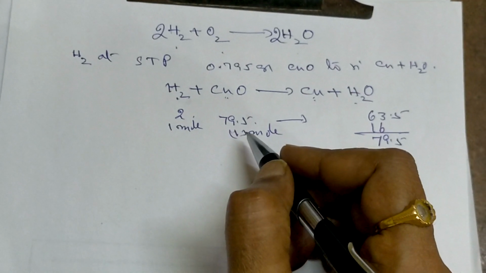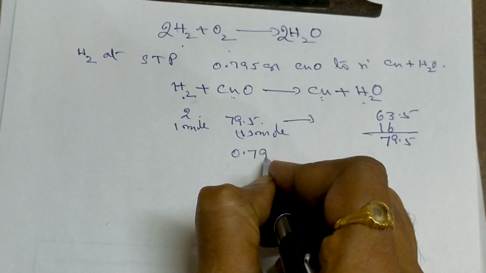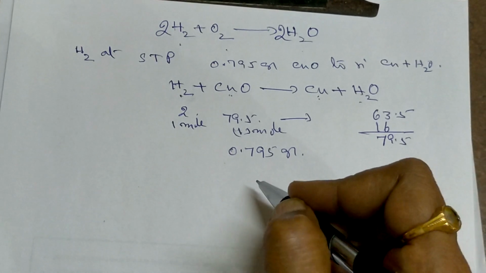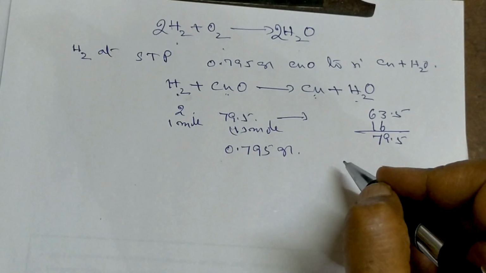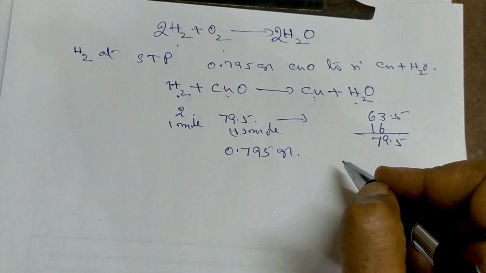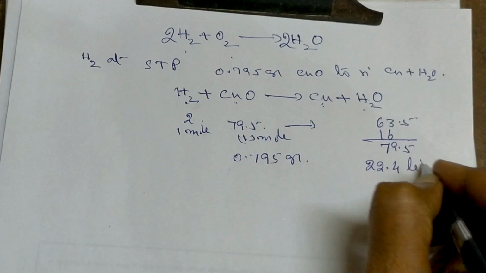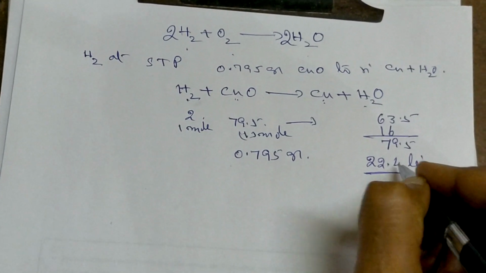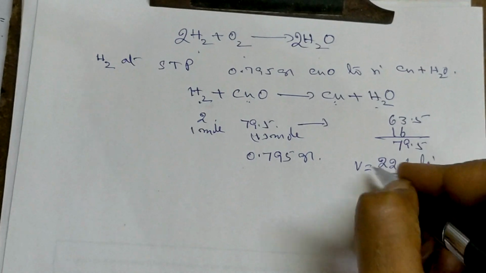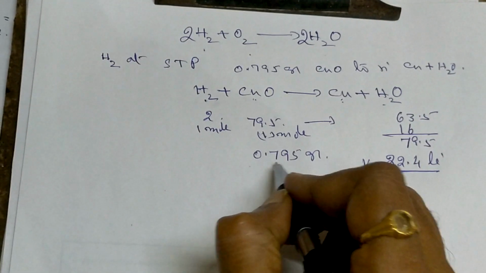Now the given quantity is 0.795 grams. Before going to the problem, one should know that 1 mole of a compound at STP conditions gives 22.4 liters. This is the most important. 22.4 liters is the volume occupied at STP conditions by 1 mole of any gas. Right. Now given is the 0.795.